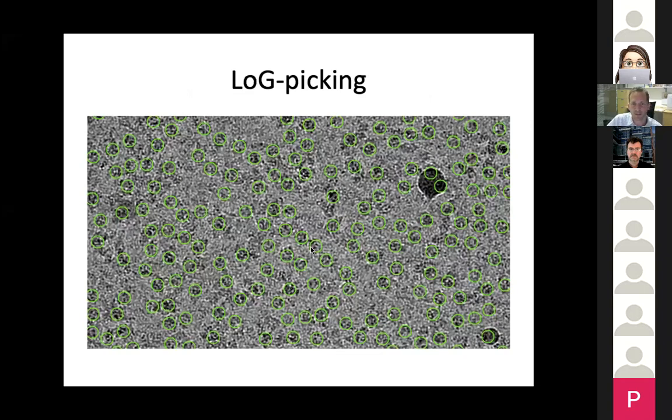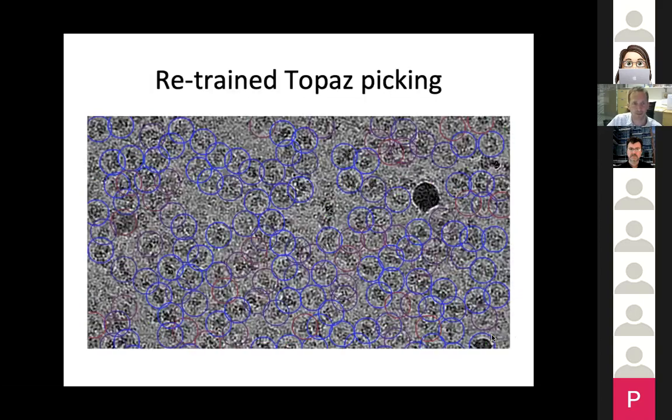Just an example. This is an auto-picked micrograph with Laplacian of Gaussian. You get these typical false positives here around these artifacts. And what we did was 2D classification of all the picked particles, select good classes, and then use all the good particles to train Topaz, and then retrain Topaz picking. And these are the picks from Topaz. So some of the artifacts are gone, although probably it shouldn't have picked this one. So that can be very useful. We've used this Topaz framework ourselves in several settings, and we're quite happy with it.